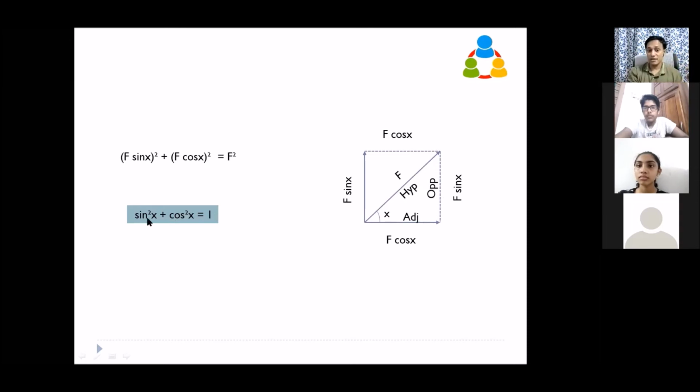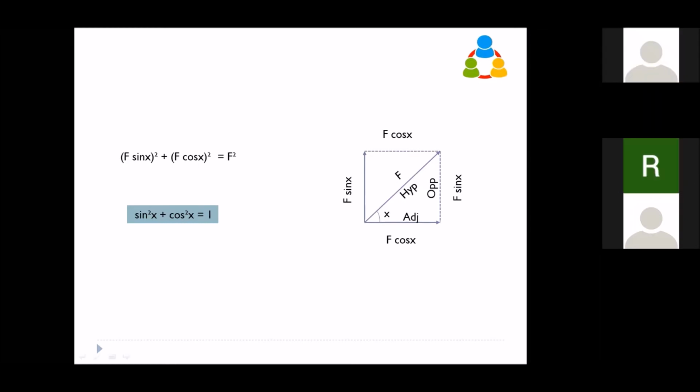So what is sin square x? You take this cos square x to this side. So sin square x is 1 minus cos square x. Or cos square x is 1 minus sin square x. Cos x is root of 1 minus sin square x. All comes from here. And this comes from here. You all understand this? Yes, sir.